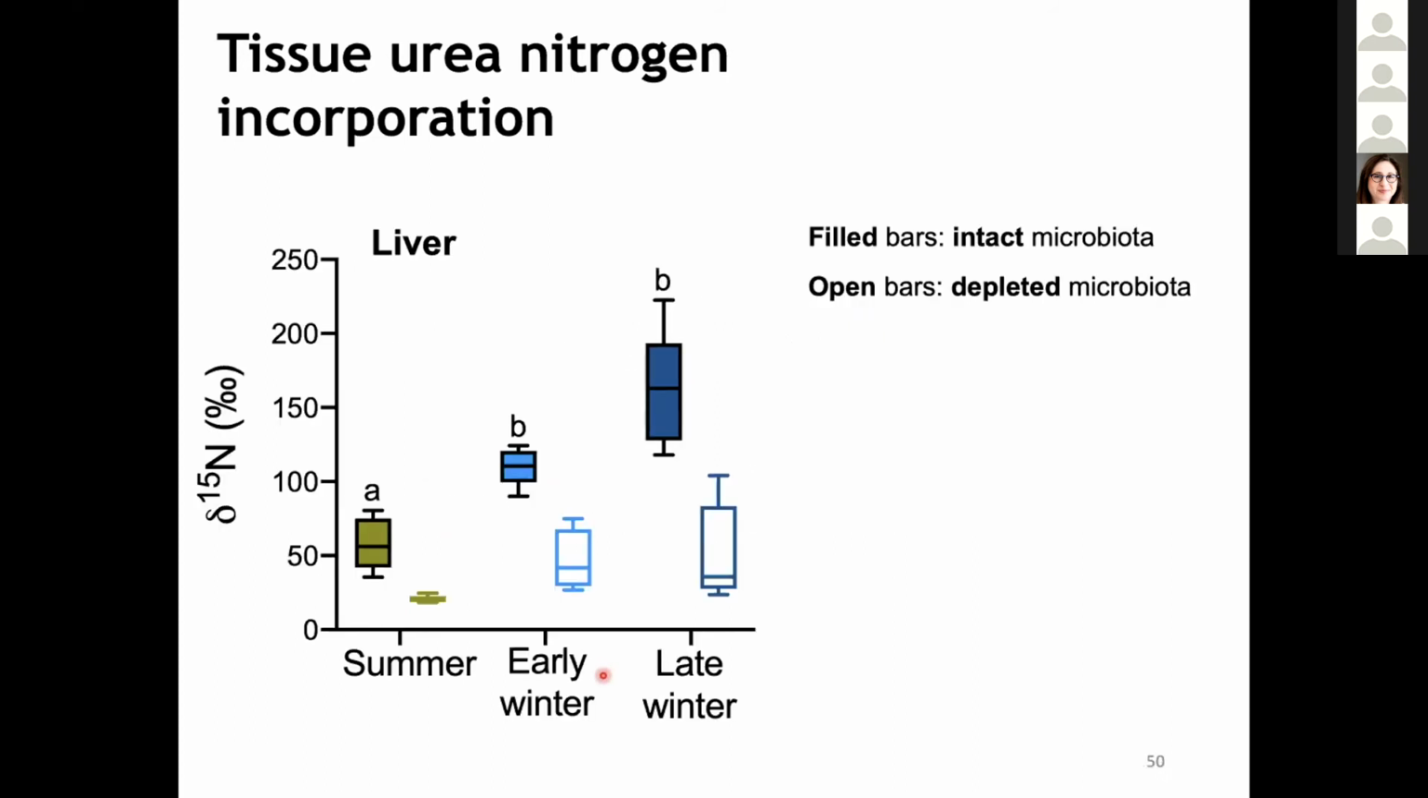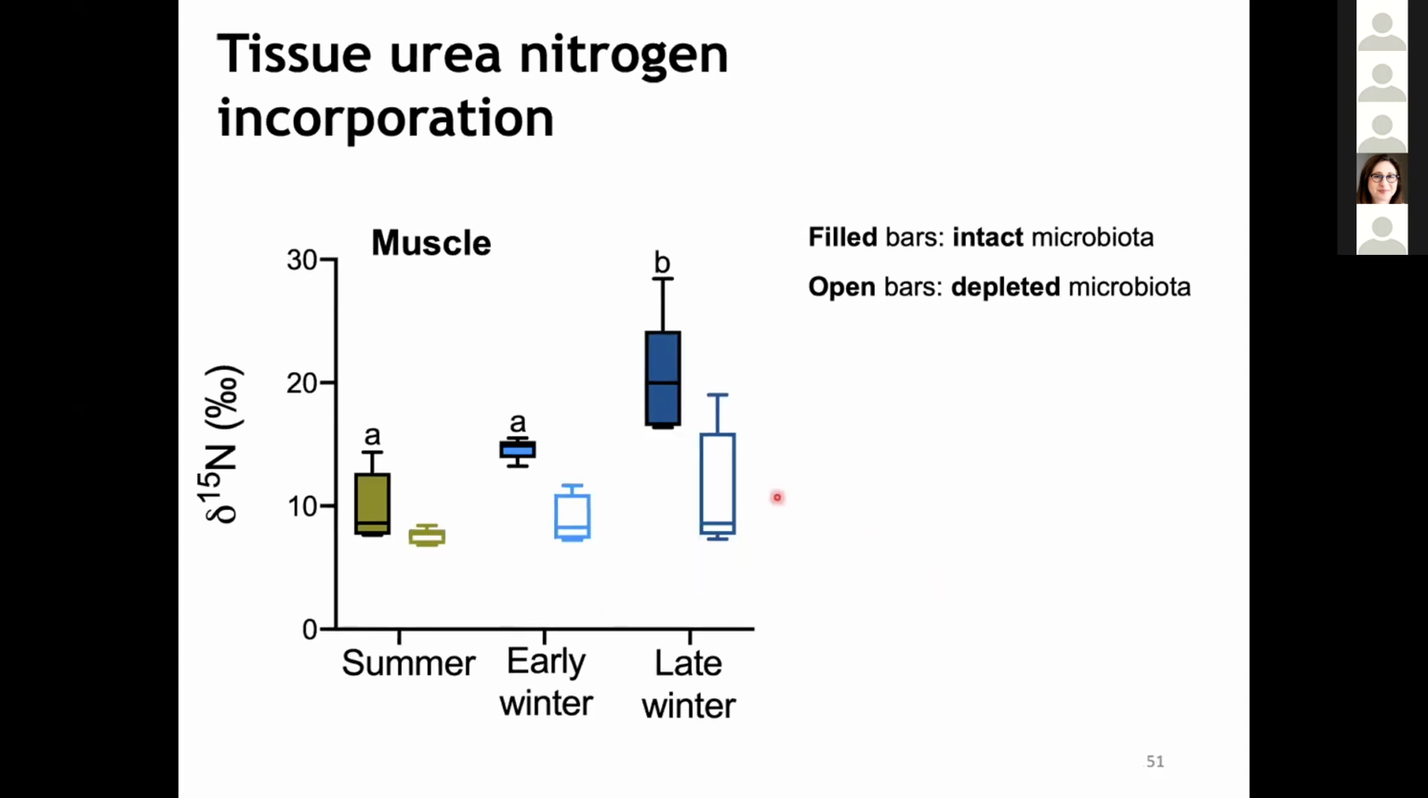So starting with the liver, we see that there is a significant incorporation of N15 into liver protein, and that this is likely microbial in origin because the squirrels with the depleted microbiota show minimal incorporation of N15. And interestingly, this is consistent with those results of Sandy Martin's group that I mentioned earlier, where they saw an increase in protein synthesis towards the end of hibernation, because you can see that this incorporation of N15 is actually greater in hibernation than it is during summertime.